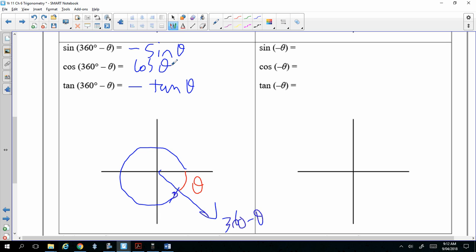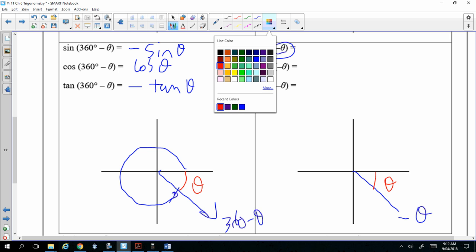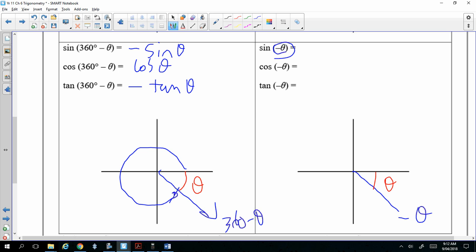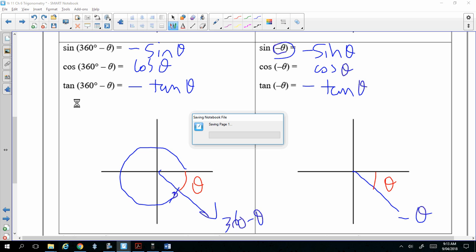All right, how about the last one? What does a negative angle do? Which way does it go? It goes clockwise. But the related angle is still theta. So like the fourth quadrant before, sine and tan are negative, cos is positive. So you write negative sine theta, negative tan theta, but positive cos theta. All right, good. And then we'll continue.